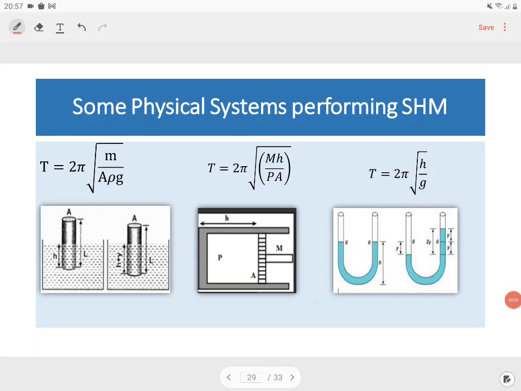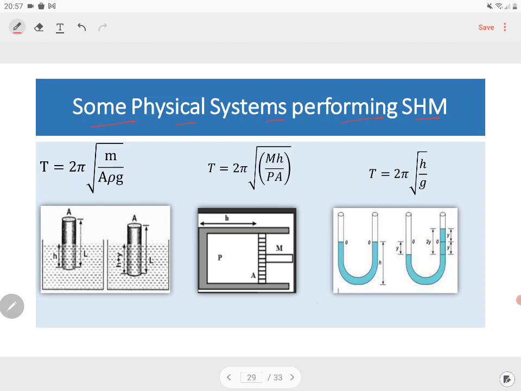So this is the last part of SHM. This is the last video. In another video, we'll start the new chapter. See children, here are some physical systems performing SHM. What are some physical systems performing SHM?